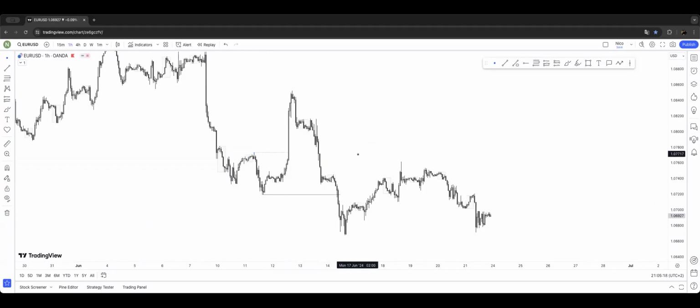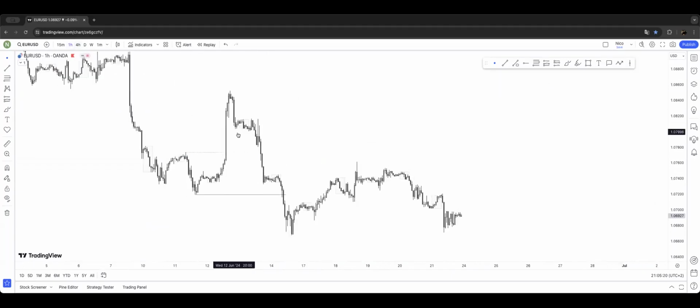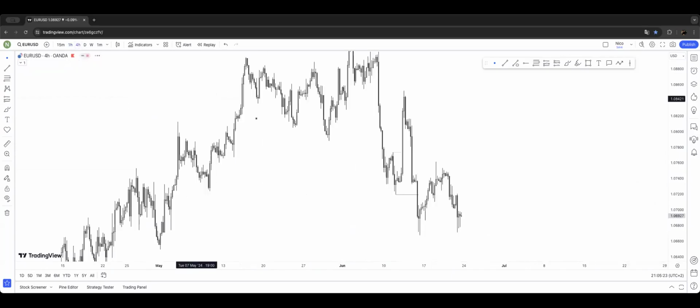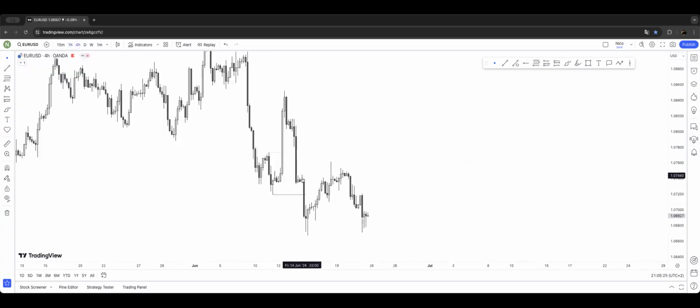So now we got our structure. And as you can see, we need the H1 even for this structure. Because if you go to the 4 hour, you don't have enough information. Yeah, you can see the price did something, but it's not clear. It's just pretty much lower highs. But it's kind of weird that the price just made a higher high here and nothing else.